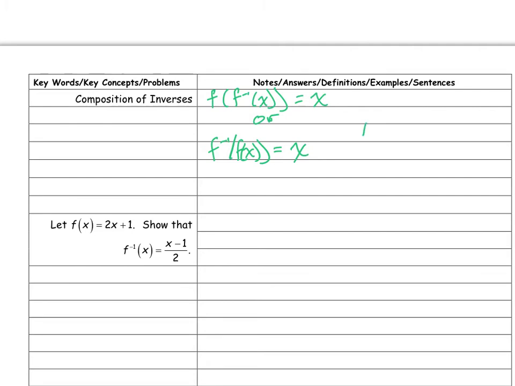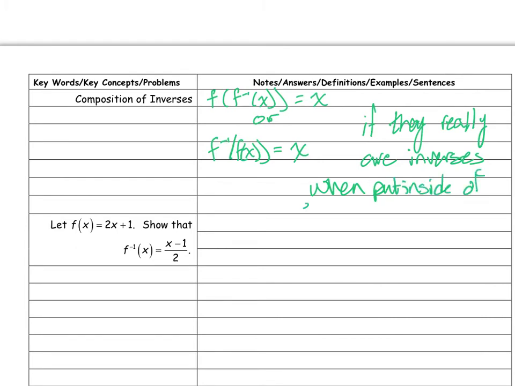If they really are inverses, when I put them inside of each other, they equal x. If they don't equal x, they're not inverses of each other. Okay, so that's how we prove that if things are inverses of each other, we put them inside of each other, and if they equal x, they're inverses. So we have a couple examples of that, and here we go.